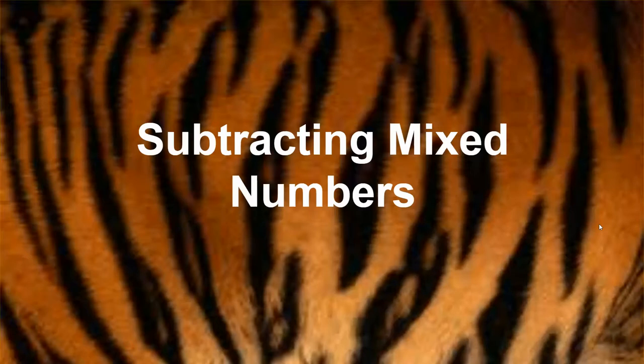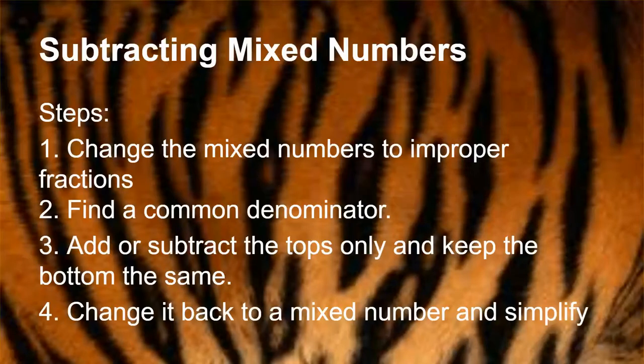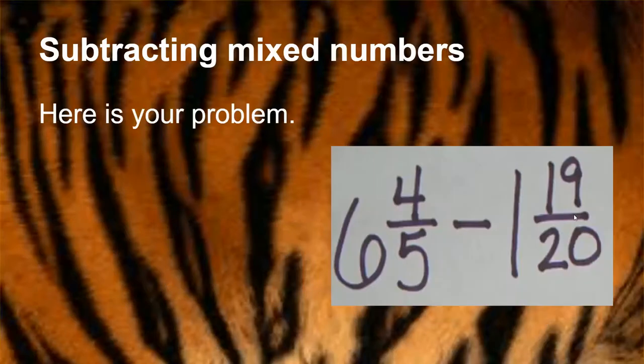What about, let's show a problem with subtracting. I'll show you the other method. So if you would like, you can change the mixed numbers to improper fractions. Find a common denominator, add or subtract the tops only, and keep the bottom the same, and then change it back to a mixed number and simplify. So in this method, we don't worry about big numbers and fraction parts.